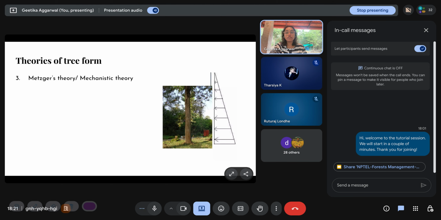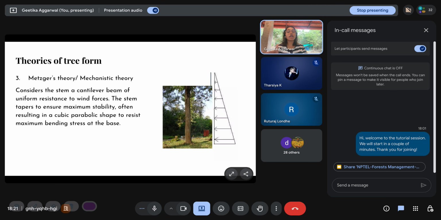And the last one, which is the most famous one, is Metzger's theory, which talks about the mechanistic part behind the tree form. It basically says that you can consider the stem of a tree like a cantilever beam. And what is a cantilever beam? It's basically a beam of some material which is anchored at one particular point. So here you can see in this image, the tree is anchored at the ground. So at the base of the tree, it is anchored. And above that, there is no place where the tree is anchored. That's one point where it's anchored. So that's why it is similar to a cantilever beam.